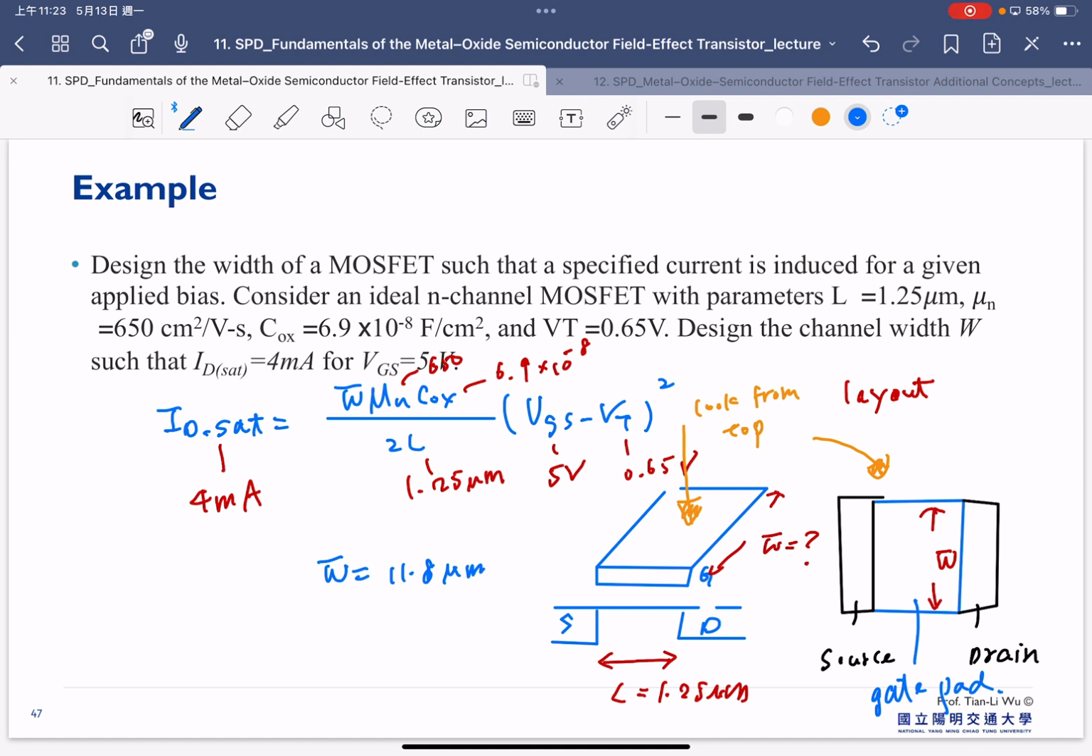So this is a very simple design question that we have in reality, that we need to determine a certain size of our transistor in order to reach our current target.